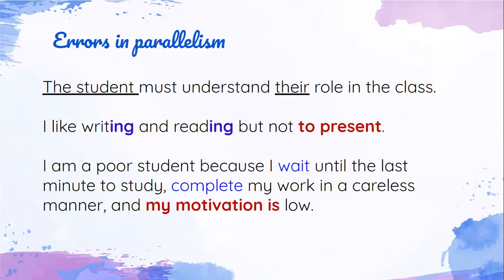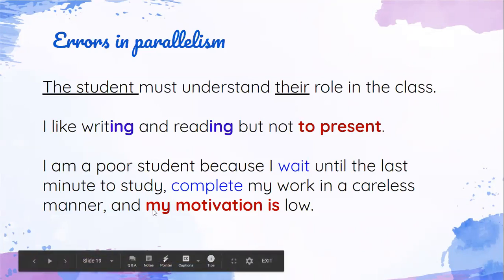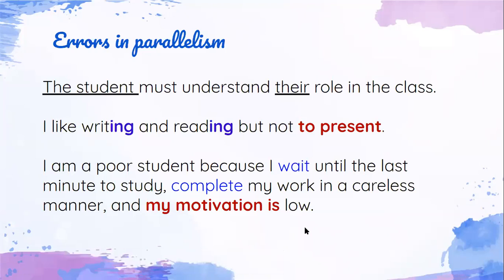There's no verb in that last part of the sentence. They're just saying "my motivation is low." But what about your motivation? What's the verb? What is your motivation doing? You're just saying it's low. So those are all errors in parallelism. You always want to make sure everything is consistent in the same form. So yeah.